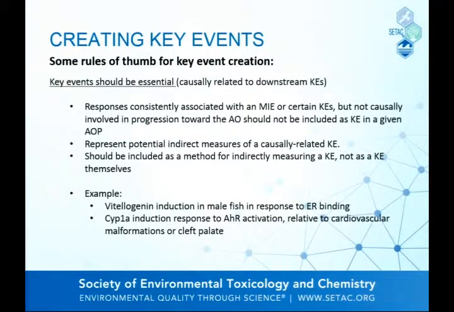So what you can do with knowledge like that, if it's really good, is you can then designate that as an indirect measure of the key event, which is ER agonism in this particular case. So just always kind of test that essentiality rule as you're doing this. If I remove this, is it going to progress to the adverse outcome or not?